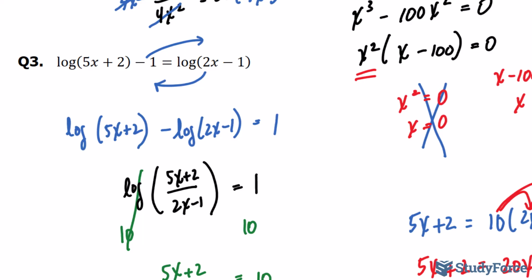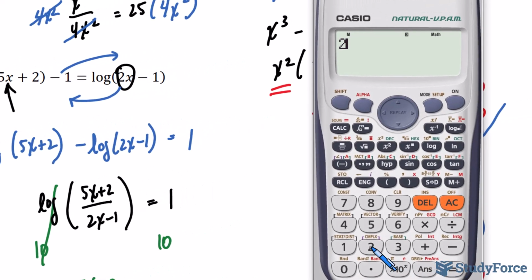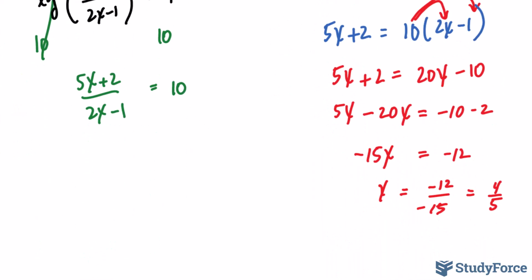Now, it looks like if we substitute 0.8 into there, multiply by 5 and add 2, we will end up with a number greater than 0. And if we substitute 0.8 into there, 2 times 0.8, subtract 1, we also get a number greater than 0. And so, this is our answer.